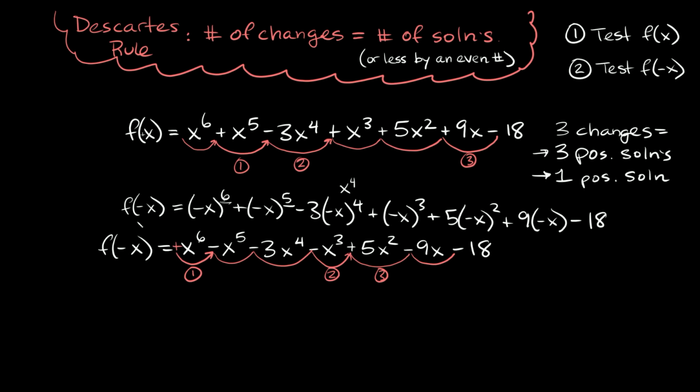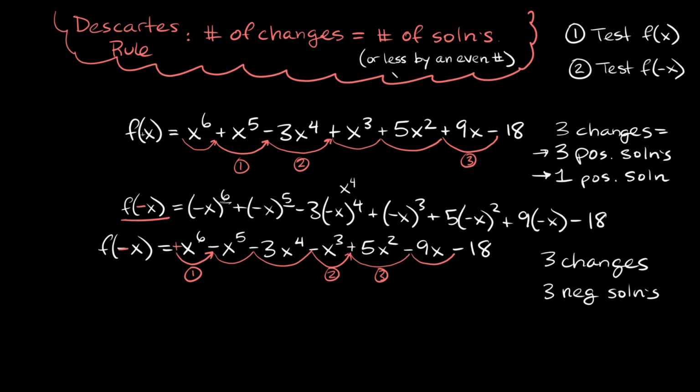Now, when we're checking f of negative x, remember, number of changes is equal to number of solutions. So when we check f of negative x, this would tell us how many negative solutions we have, right? Because we're checking negative x, right? So then here we, again, had 3 changes. So this means we have 3 negative real solutions.